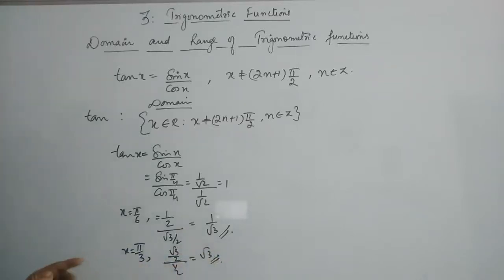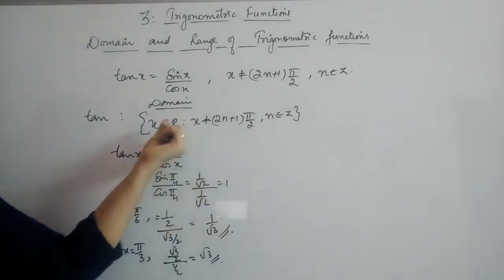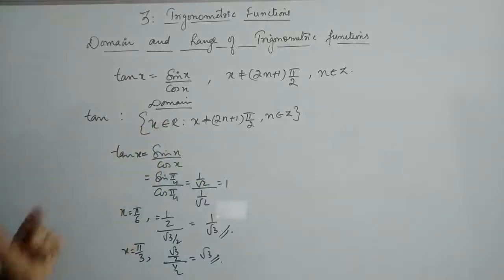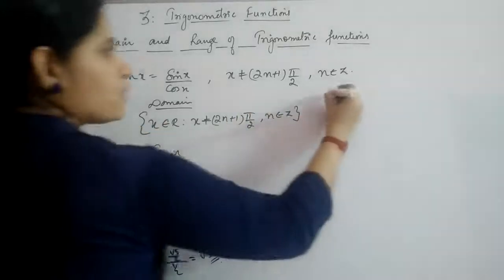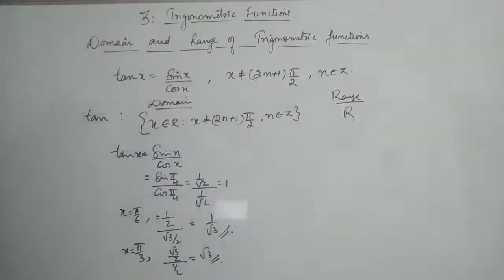So you can say that, except for these values which x cannot have, whatever value you give for x, you can have all the values for your tan also, tan x. Okay, so the range for tan will become R. Understood? All the values tan can have.